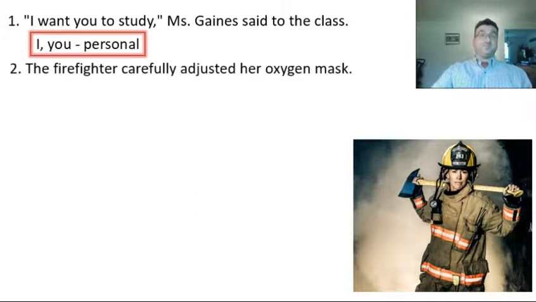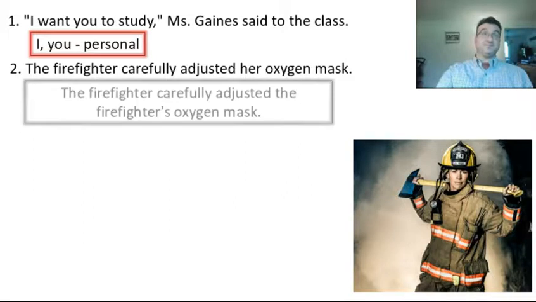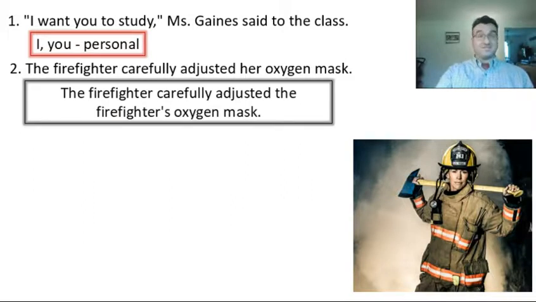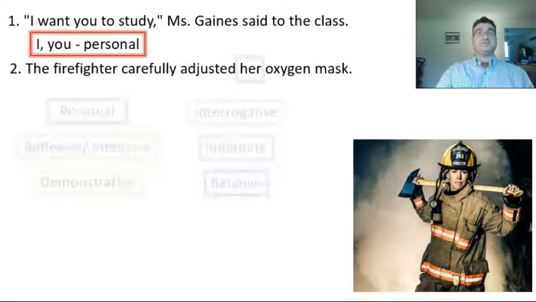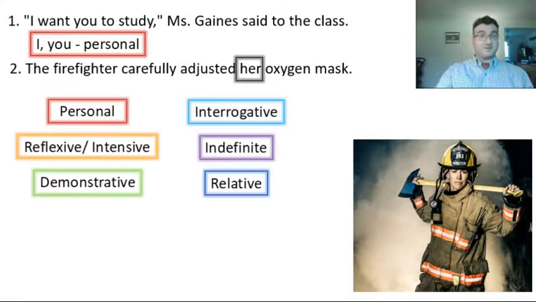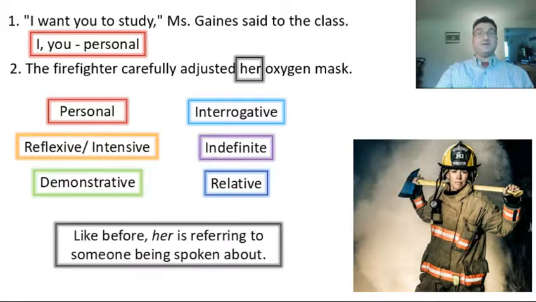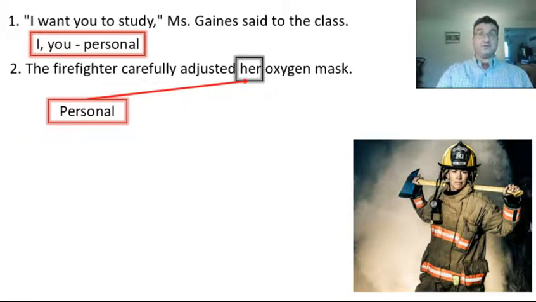Here's the next one. The firefighter carefully adjusted her oxygen mask. You can imagine if it said the firefighter carefully adjusted the firefighter's mask, that it would sound kind of funny. And so it helps us to see her is the pronoun that we're looking for in this sentence. There's our 6 choices. And like before, her is referring to someone being spoken about. And that's why, just like before, it's another personal pronoun.